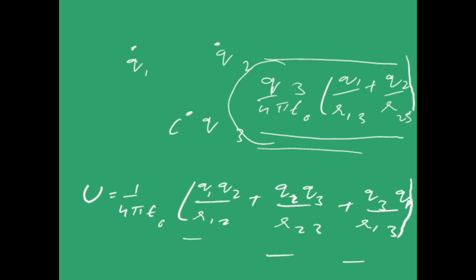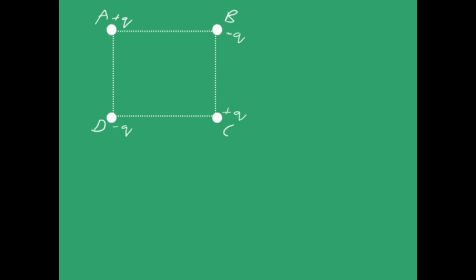Let's move further. Here's the problem. This ABCD which you are seeing is a square of side say D, and as you see, A and C have positive charges and B and D have negative charges, all of the same magnitude. Now what is the potential energy of this system? So let's do it stepwise.